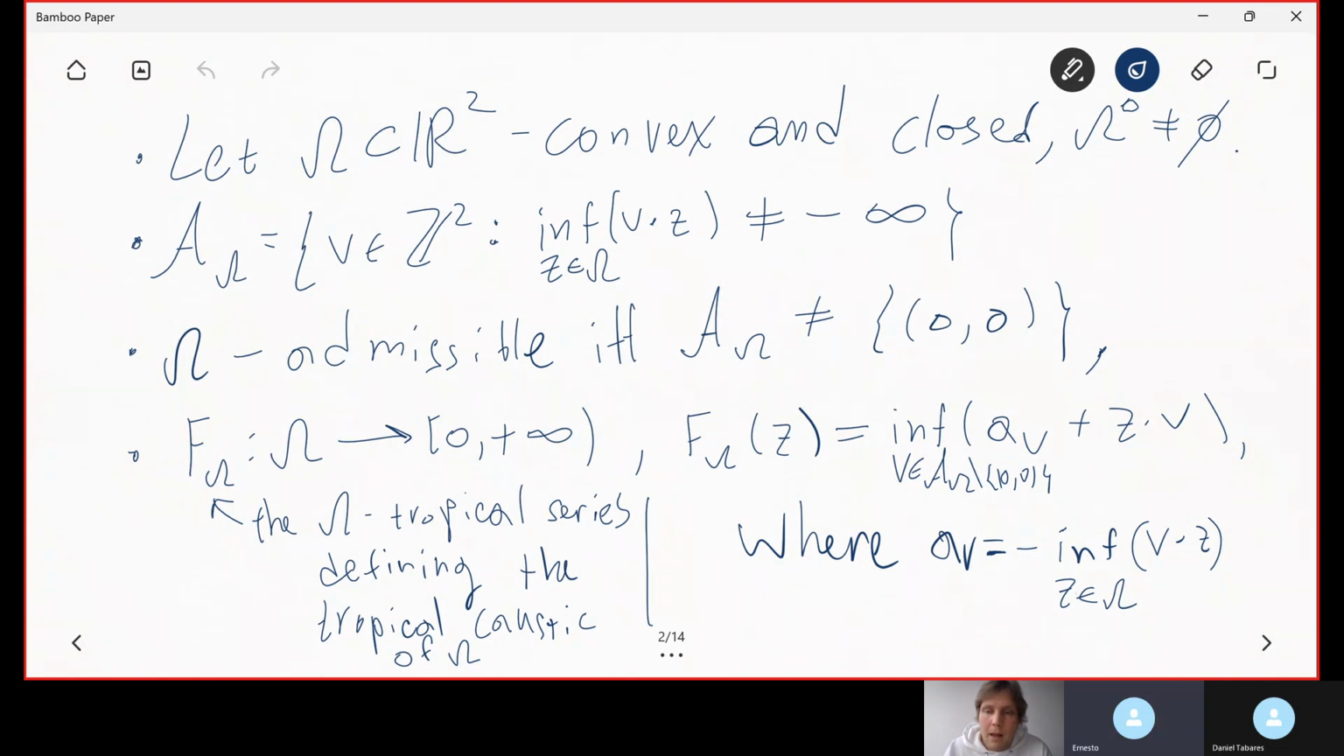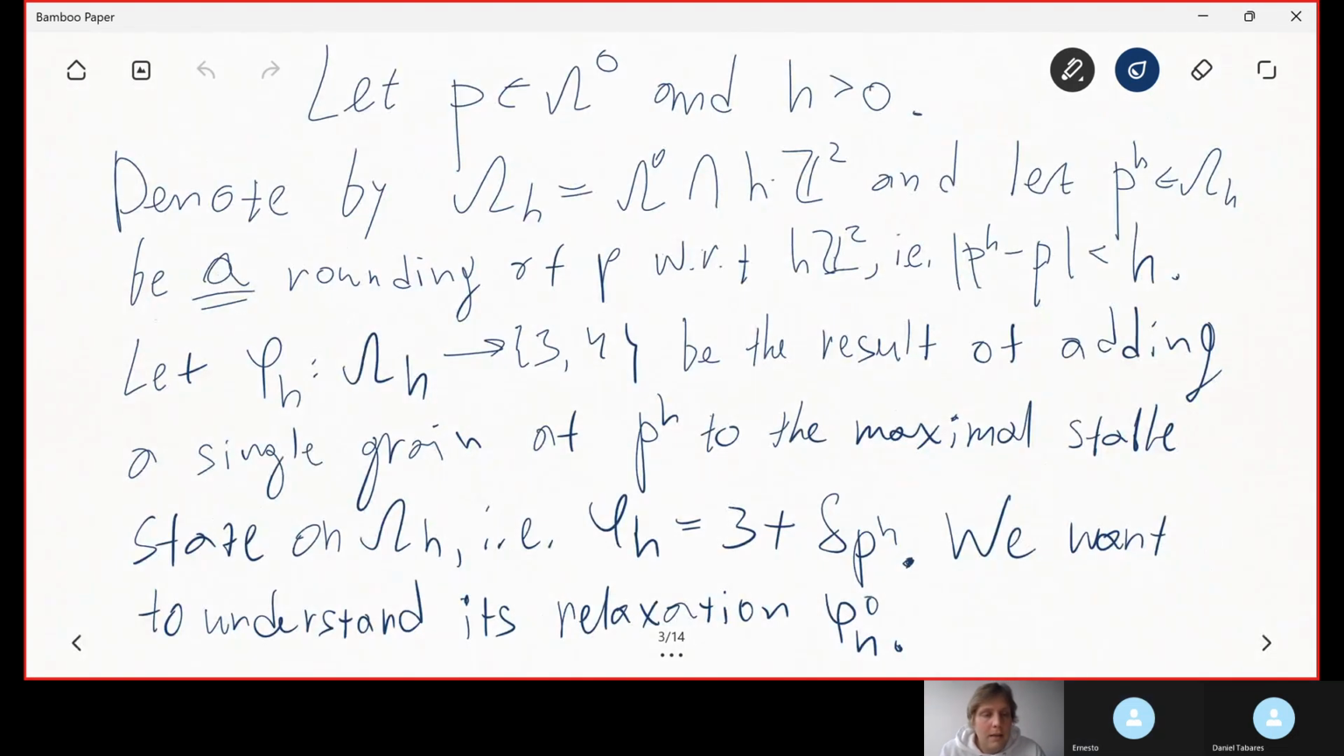Fantastic. Thank you. Okay, so now let's go back to the setup. We take the state, which is the positive perturbation of the all-three state at this point P_h. So we add a single grain to the all-three state somewhere near P, and we call this state phi_h. And the purpose of today's talk will be to study what the relaxation of this state looks like.